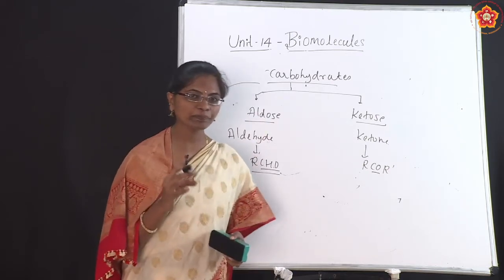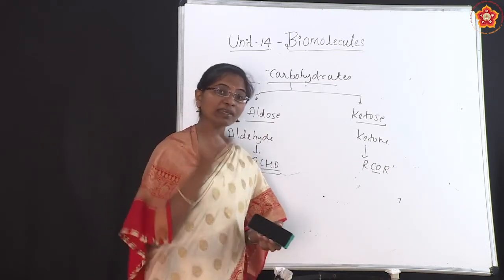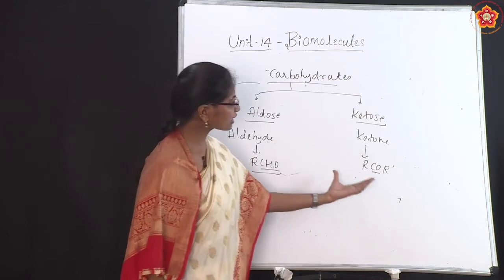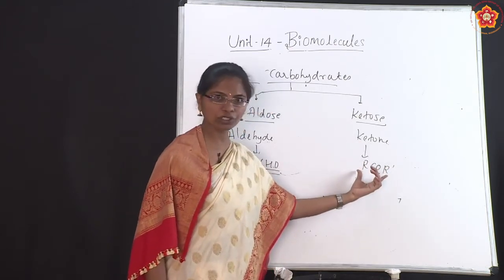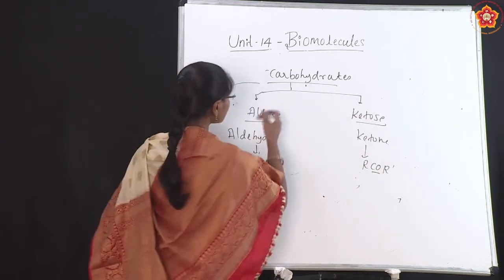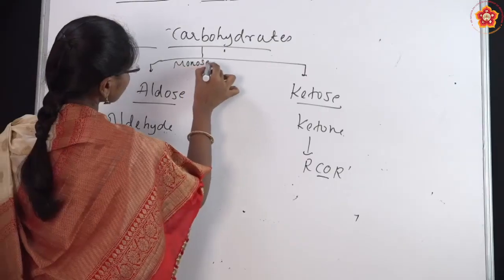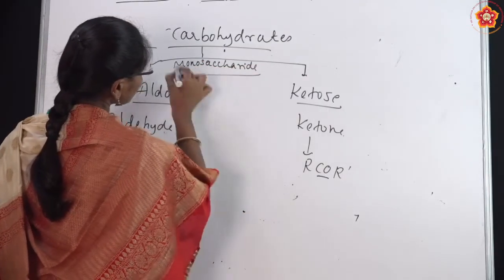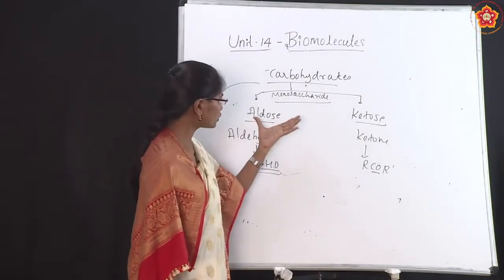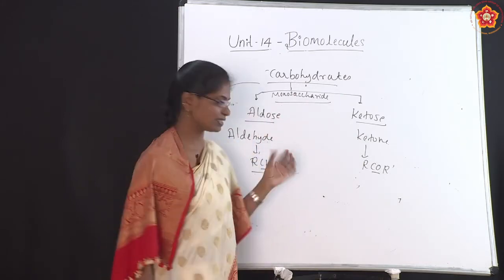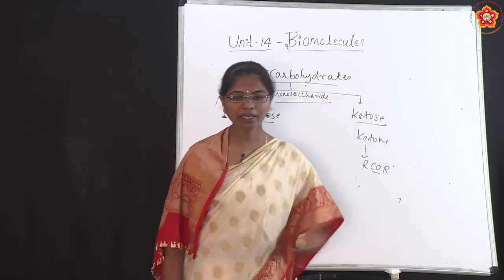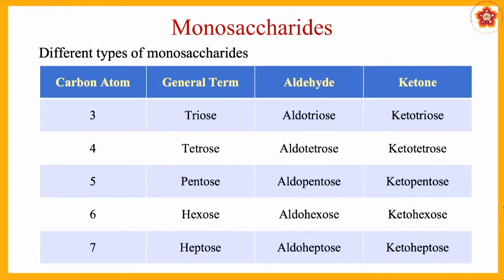See, the monosaccharide which has an aldehydic functional group is called aldose. If a monosaccharide has a ketonic group as a functional group, then it is called a ketose. It comes under carbohydrates, usually in the monosaccharides. So in monosaccharide, we have aldose and ketose. Aldose means the monosaccharide which has an aldehydic group, that is CHO, and the monosaccharide which has a ketone as a functional group is a ketose. Now we will see the different types of monosaccharides.